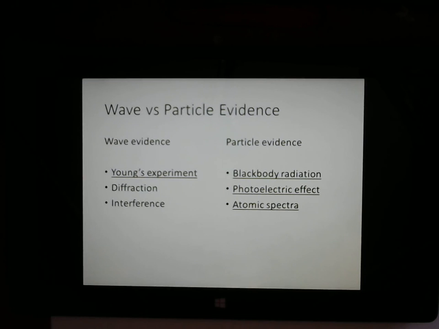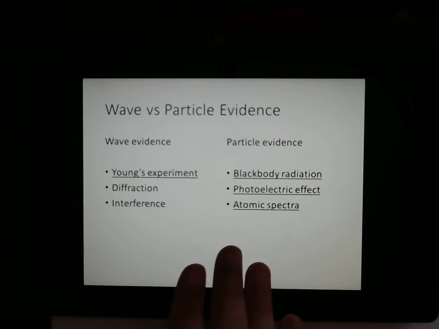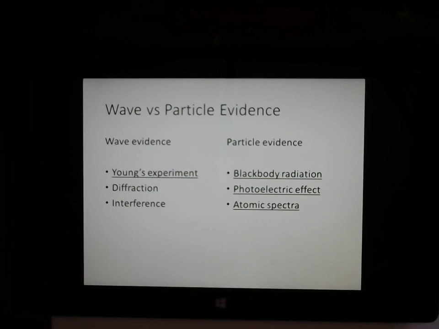The four that I've underlined here, these are the actual experiments, while the diffraction and the interference is more an observation of what was happening and less of a rigorous experiment, though interference is obviously part of Young's experiment because seeing an interference pattern was what concluded that light was indeed a wave. So if you're going to be asked a summary about wave versus particle evidence, these four that are underlined are the things that I would recall.